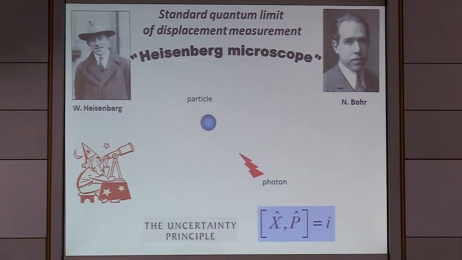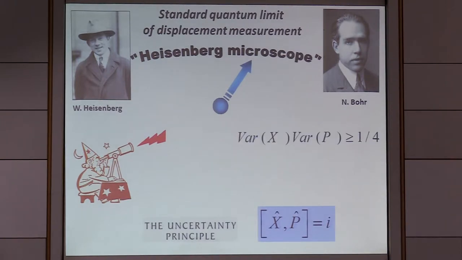So you have a particle, you want to see this particle, you scatter a photon from this particle, but the photon is a wave, and therefore, the better you focus it, the less you know the k vector, and so what happens now is that if you know the position, you don't know the momentum, and vice versa, we all know that.